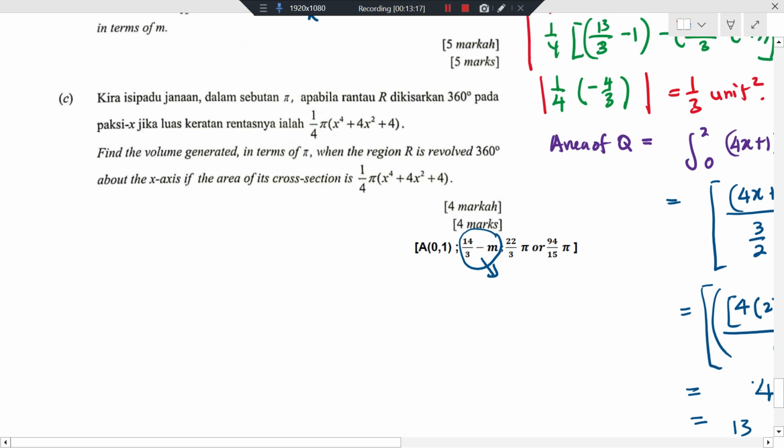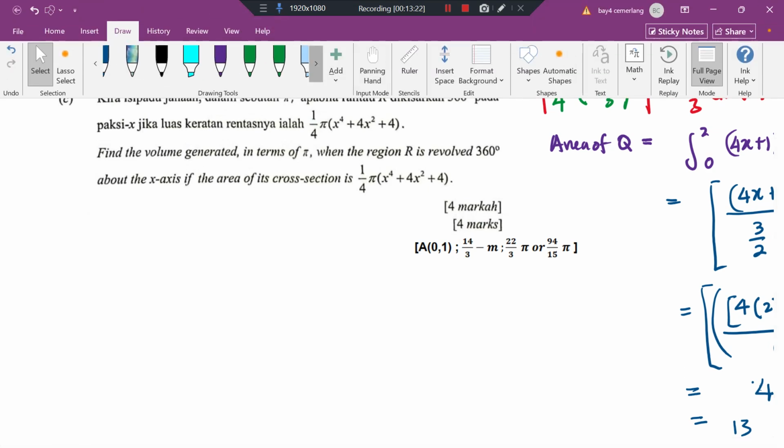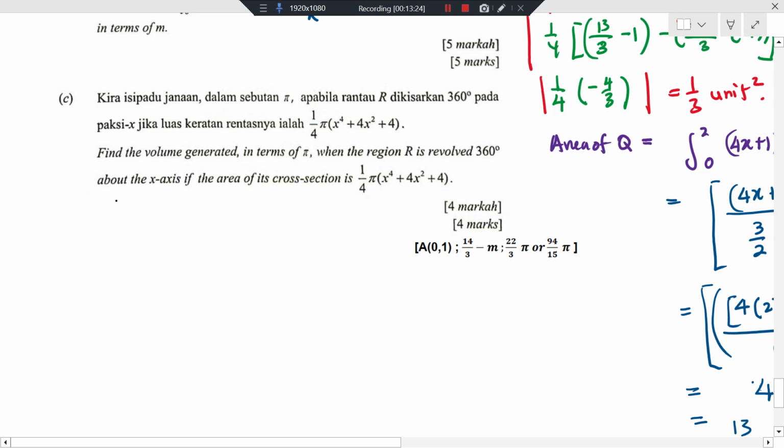Okay. Next part is here. All right. Let me use a different color pen so that you can easily identify this. Find the volume generated when the region R revolves 360 degrees about the x-axis if the area of the cross section is 1 over 4 pi times (x squared plus 4) squared, that is, 1 over 4 pi (x^4 + 4x squared + 4).